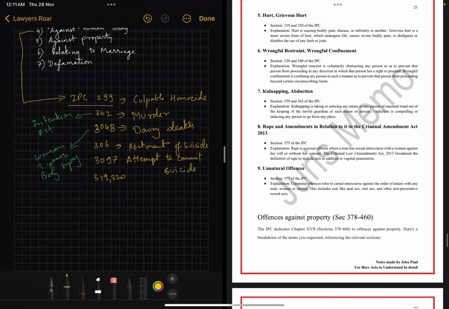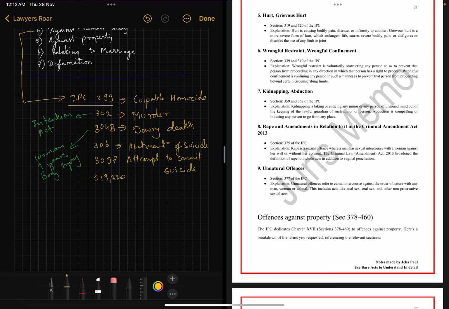Then the sixth point is wrongful restraint and wrongful confinement. Wrongful restraint is voluntarily obstructing any person so as to prevent that person from proceeding in any direction in which that person has a right to proceed. Like many times in the night, if a girl is walking back home, and some group of boys try to stop her from where she wants to go, that comes under wrongful restraint.